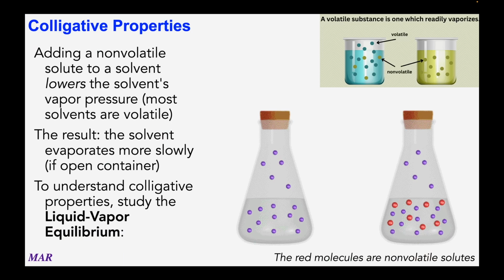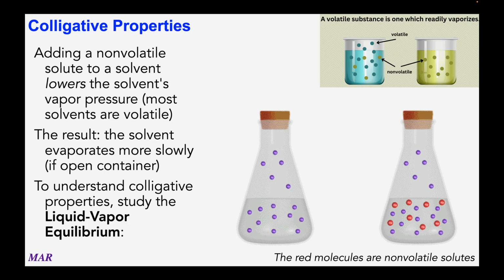A colligative property is just a property of a solution. It's a property that affects the solvent, but not the solute, all right? And the first one we're going to look at is what happens when a solute is placed in a solvent and it lowers the vapor pressure of the solvent.